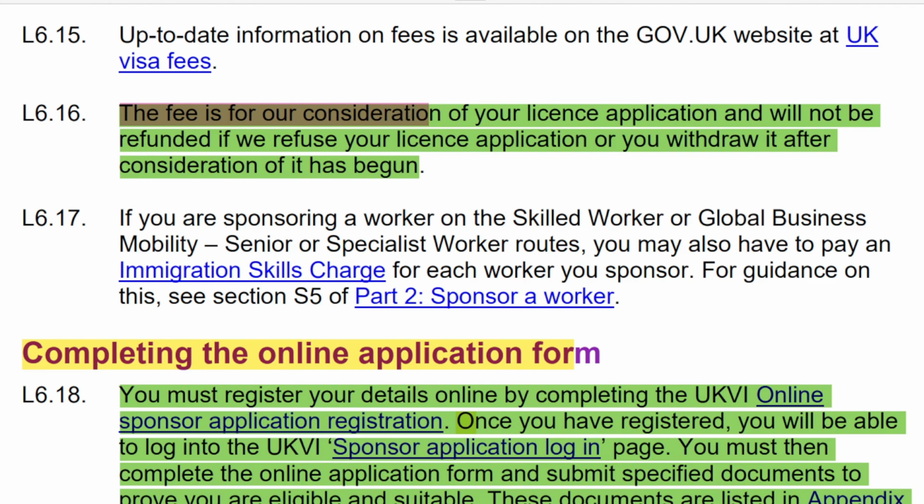The fees for our consideration of your license application will not be refunded if we refuse your application, or if you withdraw it after consideration has begun. So make sure your documents are ready so you can provide them within 5 working days. You should know what you are doing before you apply for the license. Otherwise, the Home Office will not refund your fees and they might refuse your application as well.